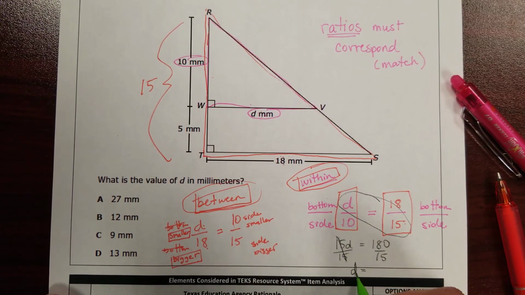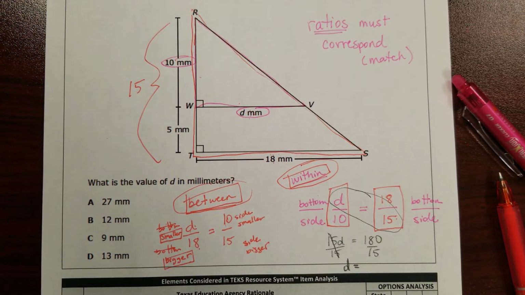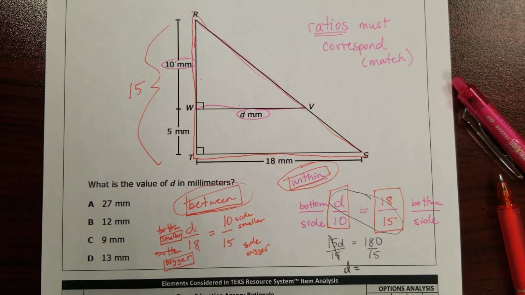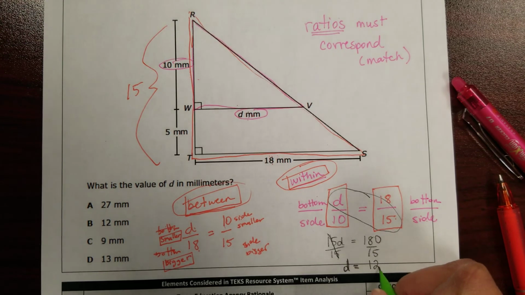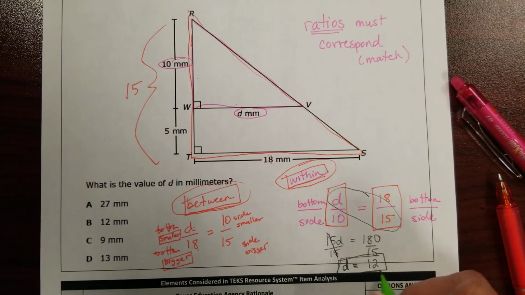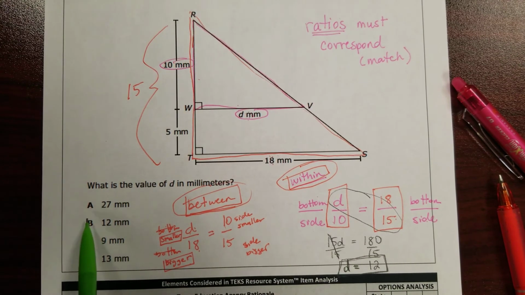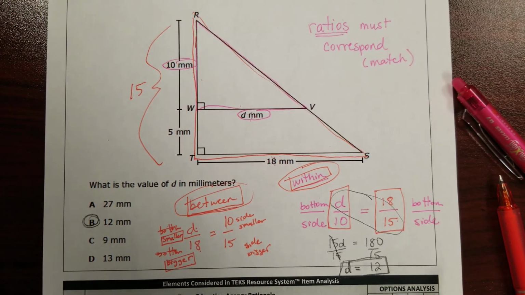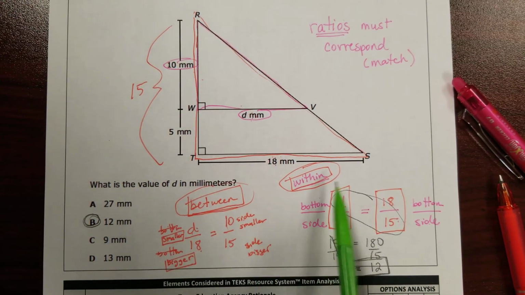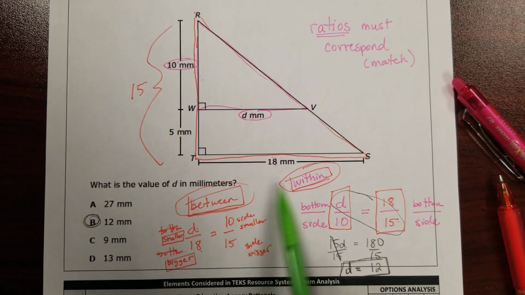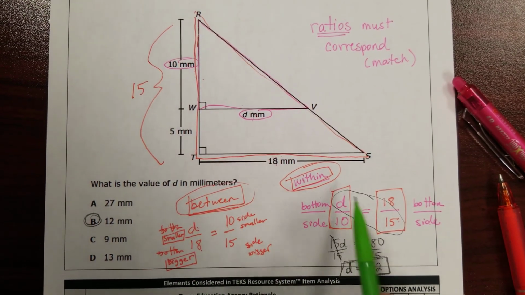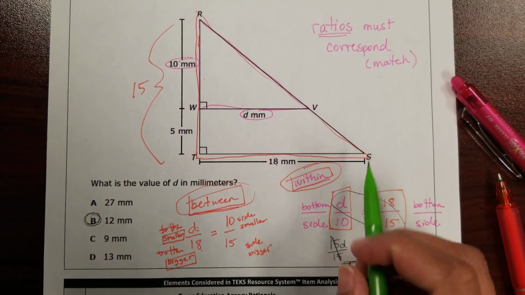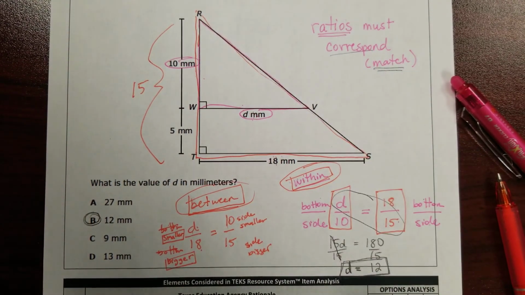So now that we have our 1D all by itself, 180 divided by 15 is 12. So, B is the correct answer for this problem. Again, we want to help our kids set up their own graphic organizer. They're going to first start with writing whether they're going to use a within or between ratio, and then just label the sides to make sure that they still correspond, that they still match before they go to solve their proportion.